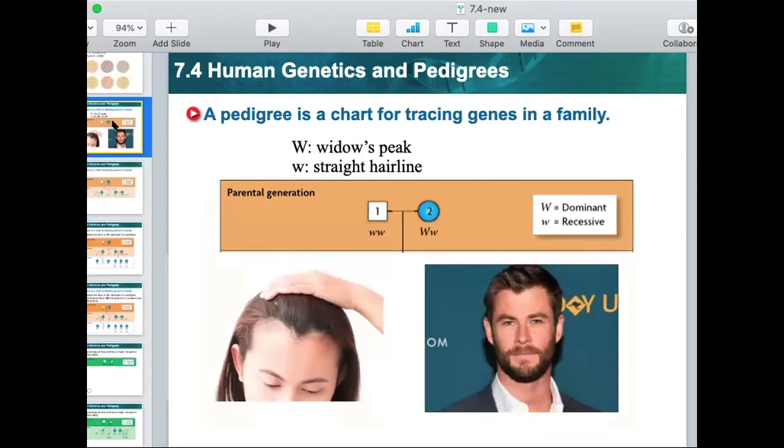So we're going to look at what a pedigree is. A pedigree is like a family tree, but it's a family tree that focuses on certain genes that are passed on. So it's a chart for tracing genes in a family. A pedigree keeps track of certain phenotypes, things you can see in a person. And by tracking them over generations, you can infer what genes the parents and grandparents and children have.